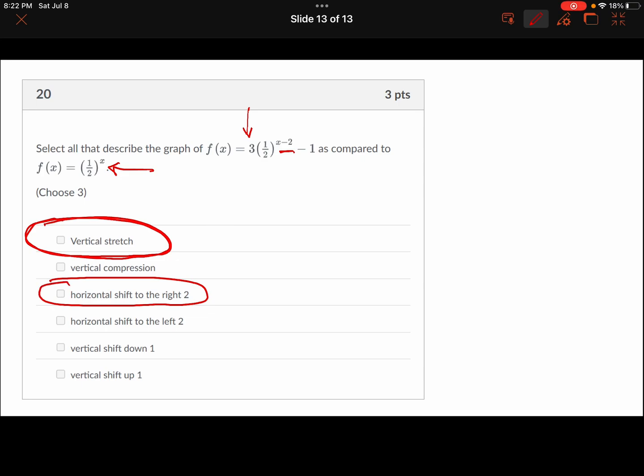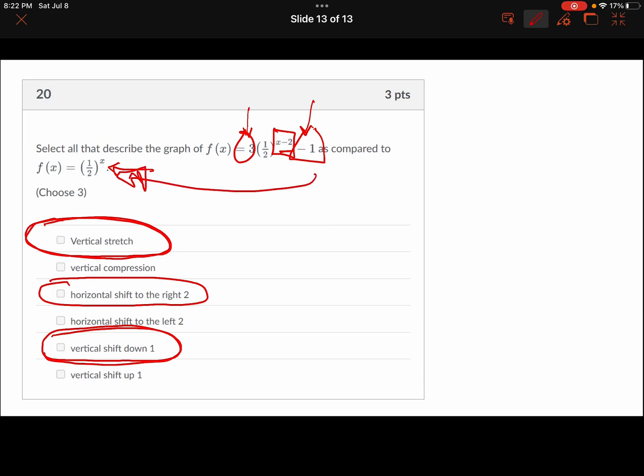And then we have this minus 1. And remember what I said, whenever that happens, that means it's going to move up or down. And if it's positive, it would go up. If it's negative, it's going to go down. So it's going to be a vertical shift down 1. And so basically, it's just understanding what each of these 4 parts tell us has changed this original item.